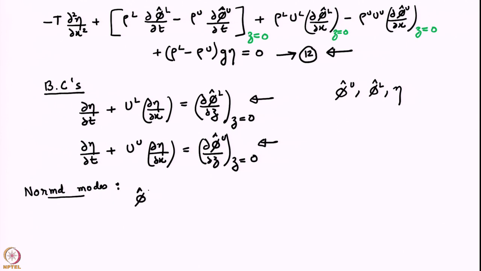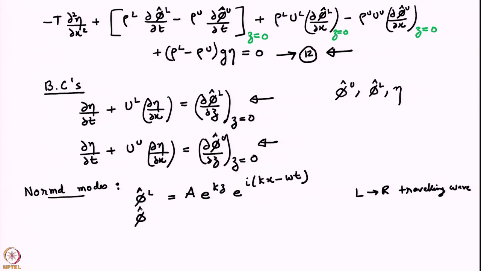So we will say that phi hat l is equal to some complex constant A into e to the power k z, exponential of i k x minus omega t. You can also try e to the power i k x plus omega t. This is a left to right traveling wave, as we have seen before.